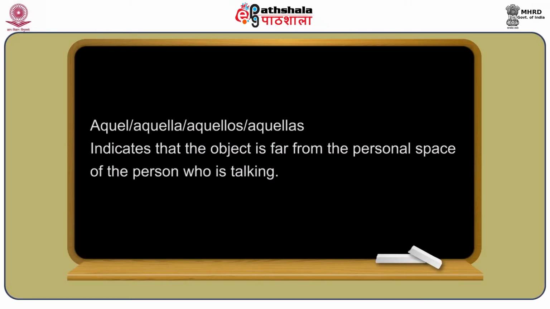So ese, esa means that, and esos, esas means that object or that something which is not very far. And aquel, aquella, aquellos, aquellas indicates that the object is far from the personal space of the person who is talking. And aquel means that over there, and aquella that over there, and aquellos, aquellas also means those over there or that over there if the object is plural.